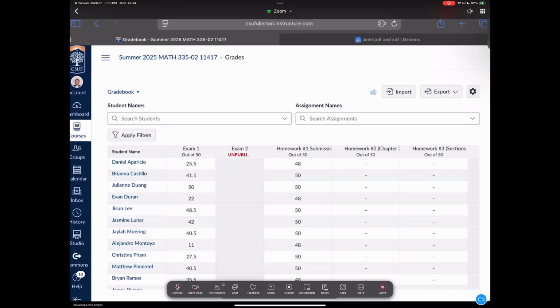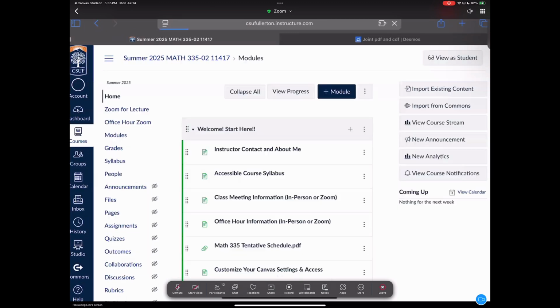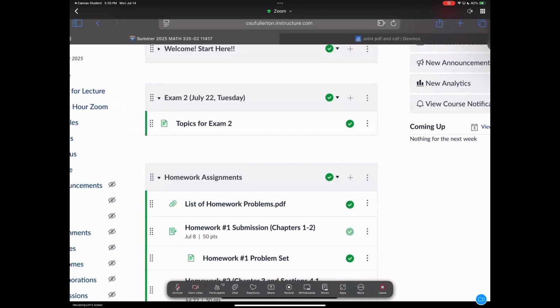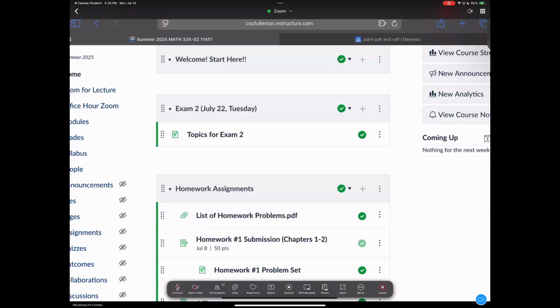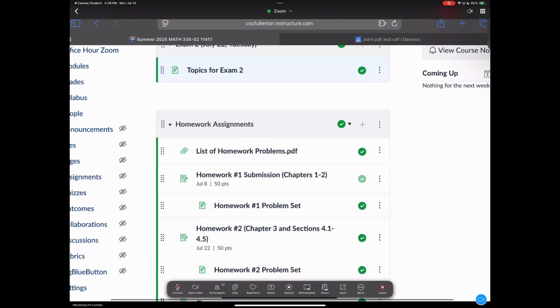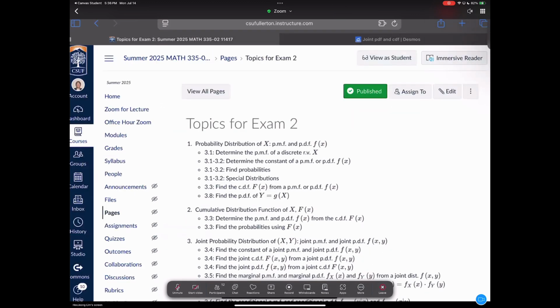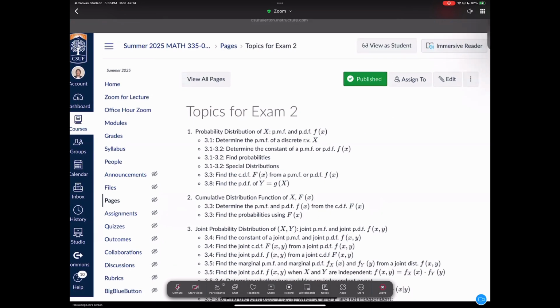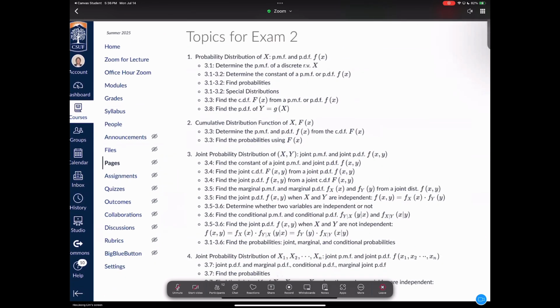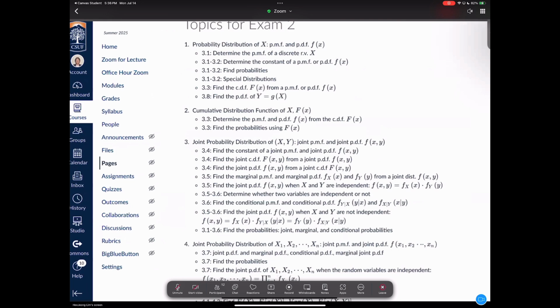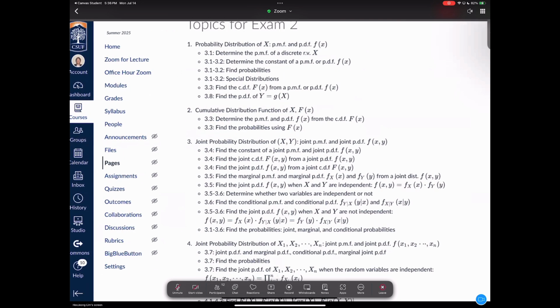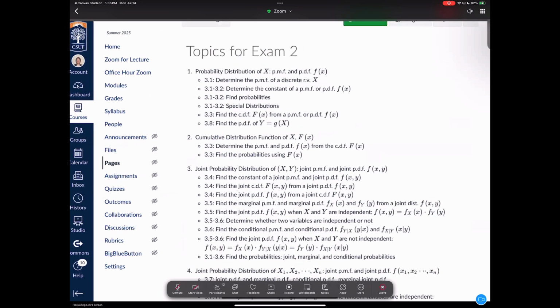The second exam is pretty soon, so I'm going to be sharing the topics. Under exam number 2, which is on Tuesday, July the 22nd, I have the list of topics, so it might be a little easier for you to organize what you have to prepare for the exam. These are the things that I made this afternoon. I might add or modify, but I think this is what we completed so far and what we will do after today's class.